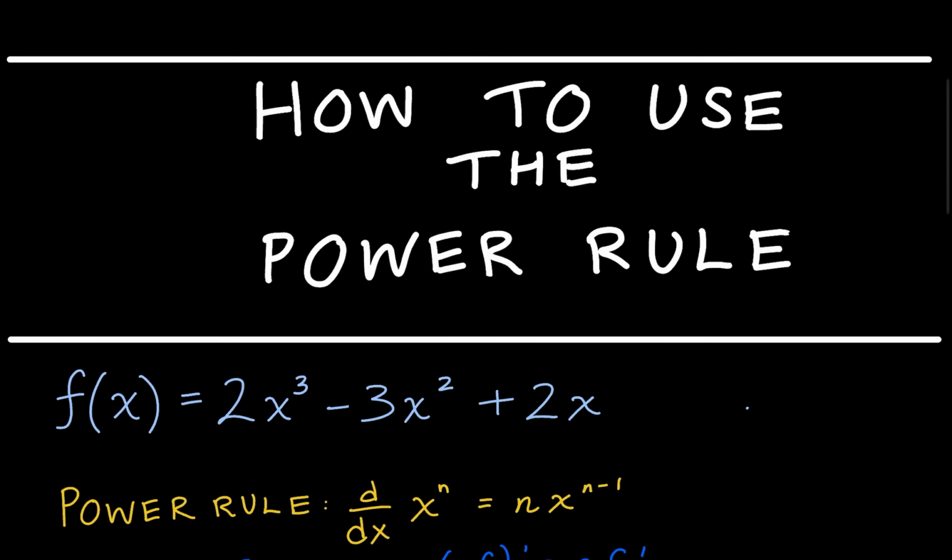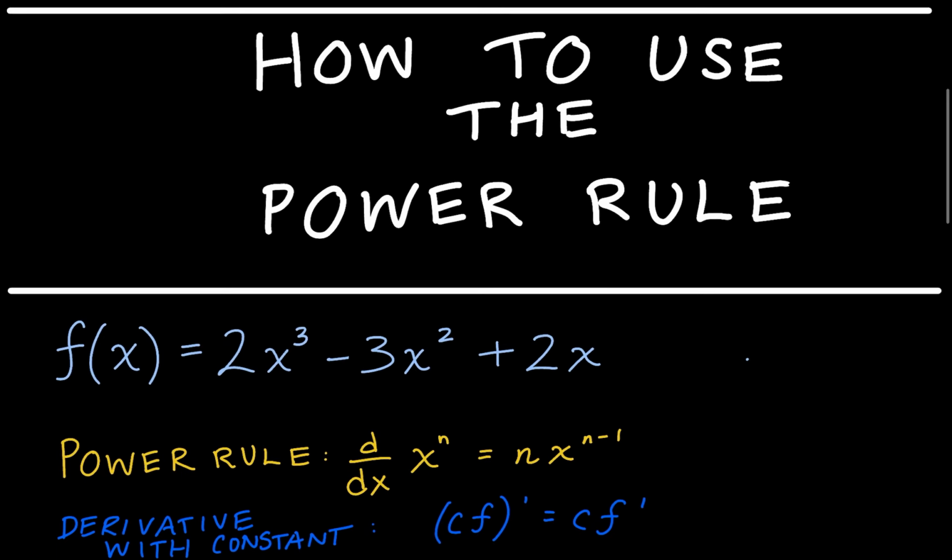First is the power rule, which says that the derivative of x raised to a power n is equal to n times x raised to n minus 1. So whatever n is, the derivative will have a power of n minus 1.